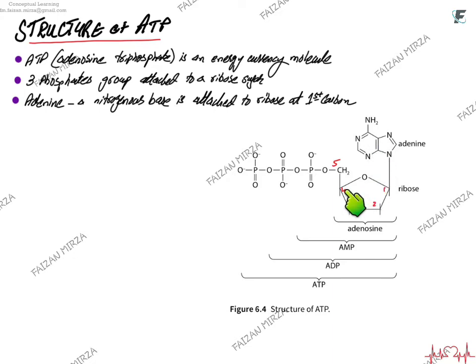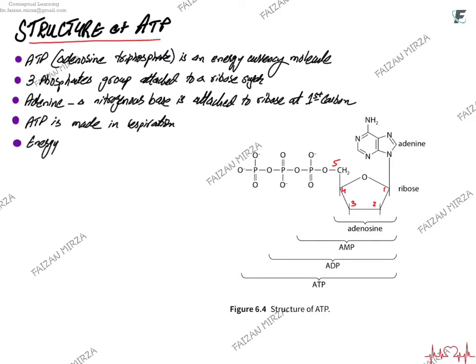Adenine has two rings. On the fifth carbon, you have a phosphate group, another phosphate group, and another phosphate group. It's adenosine triphosphate. So this is the structure when adenine and ribose combine. This is adenine. When one phosphate is attached, it's adenosine monophosphate. When two phosphates are attached, it's adenosine diphosphate. And when we have three phosphates attached, it's adenosine triphosphate.